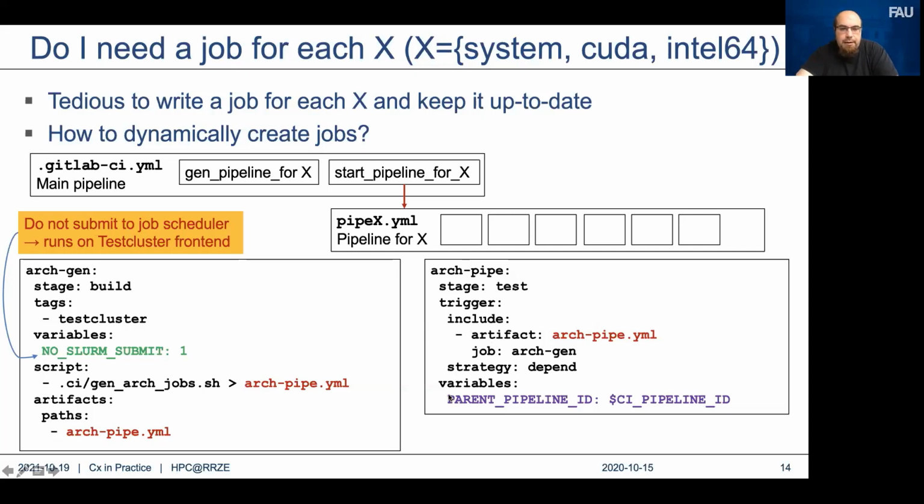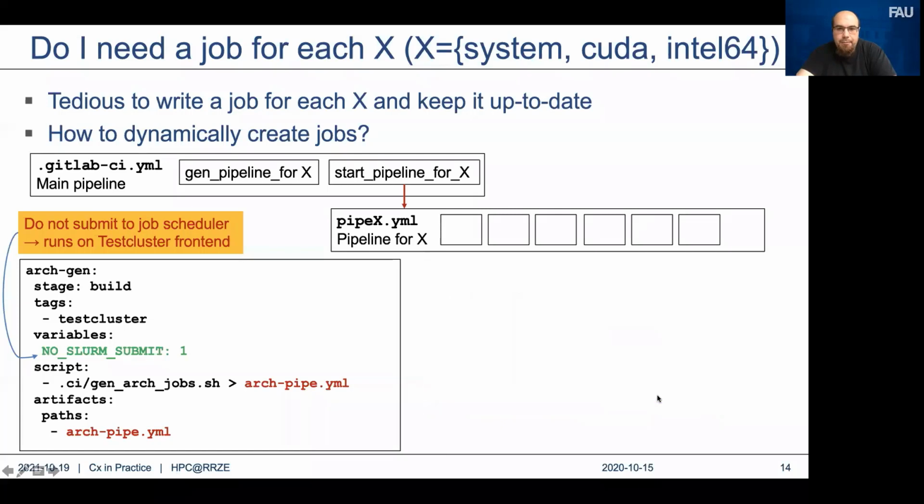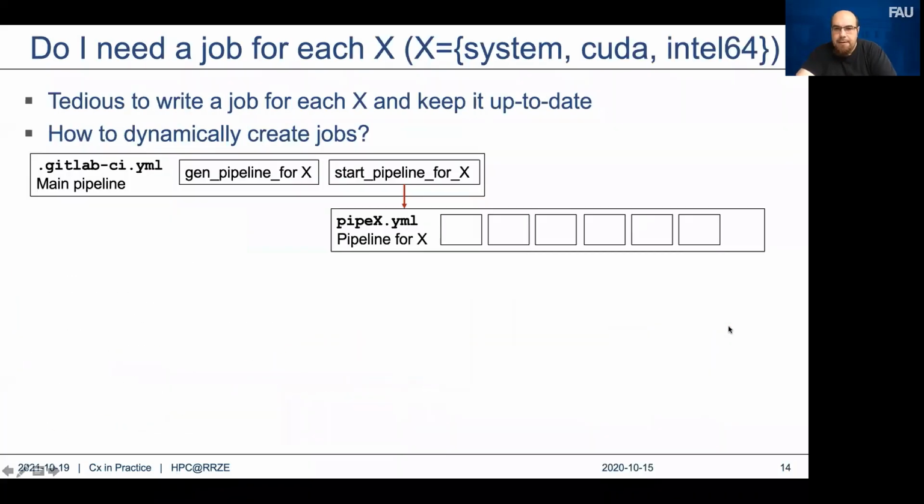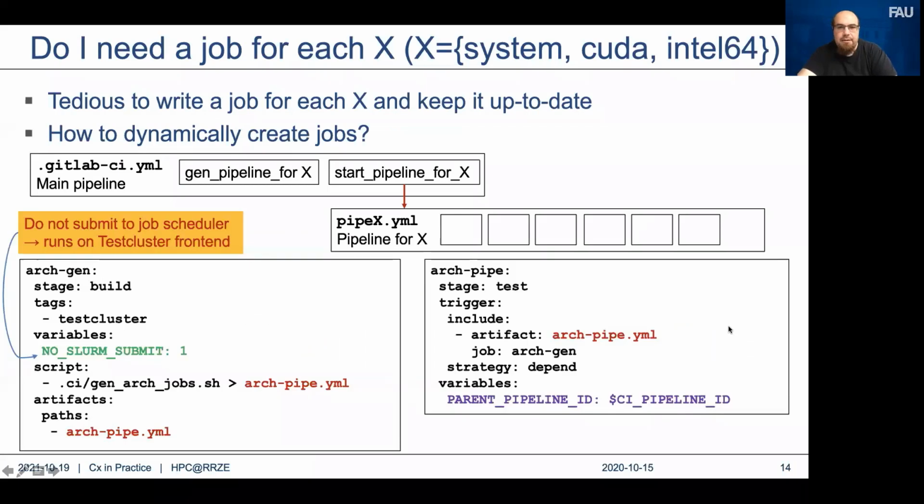If you want to create additional stuff in the main pipeline, like build the binary or whatever, and use it in the child pipeline, you need this parent pipeline ID equals CI pipeline ID. And that's basically also why you need this in the previous example with the pipeline. That's basically the same thing. So we tell that it's in a different pipeline, and this is the ID.